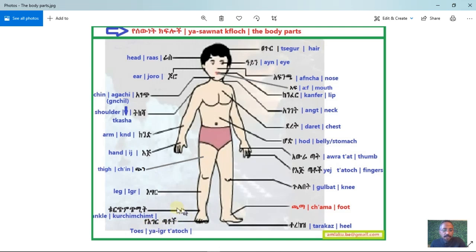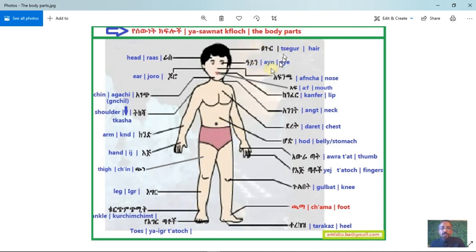let's see the last one on the list on this side. Yegir atoch, the toes. Ta is a sound that doesn't exist in English. Literally, yegir atoch means fingers of the foot.